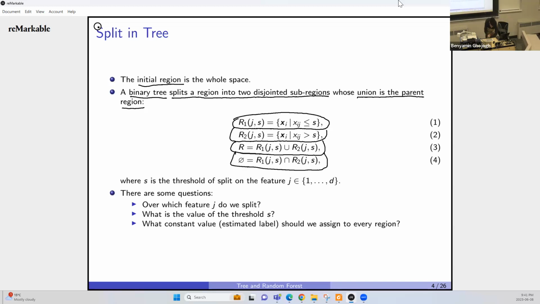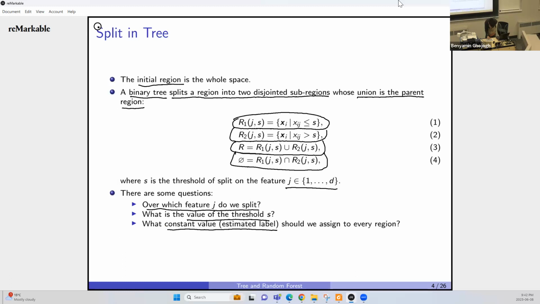Now j goes from 1 to d. J is one of them, 1 to d. There are several questions. Over which feature j do we split? That's one question. Another question, what is the value of threshold s? Another question, for each region, I want to have an estimated label.